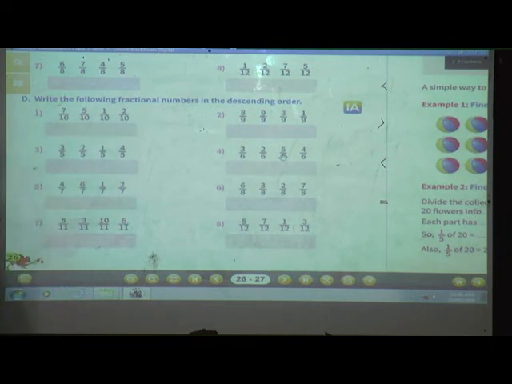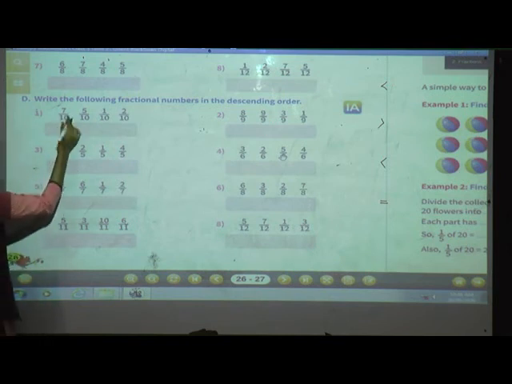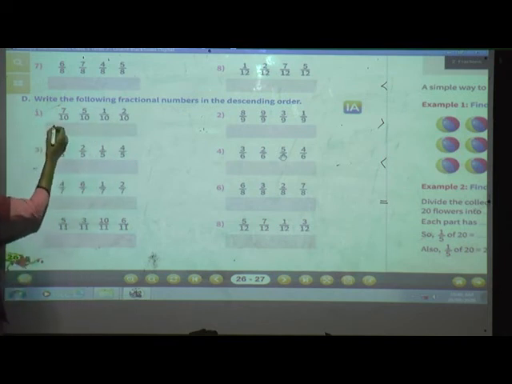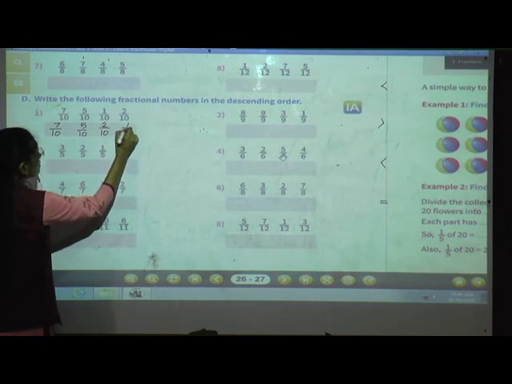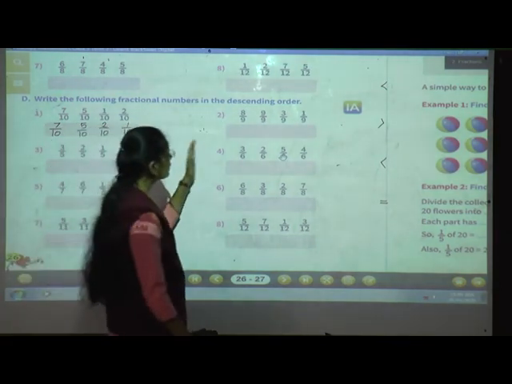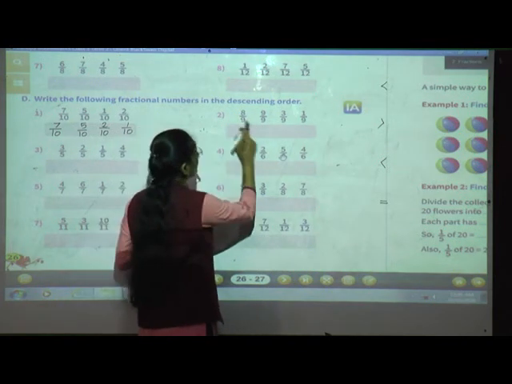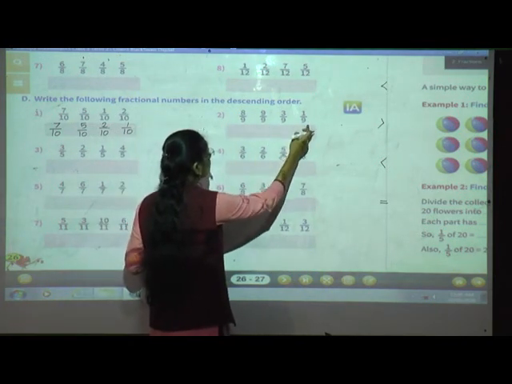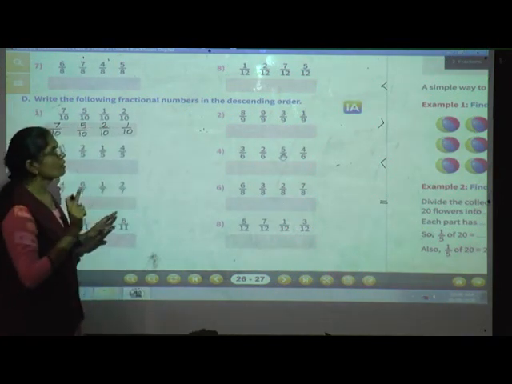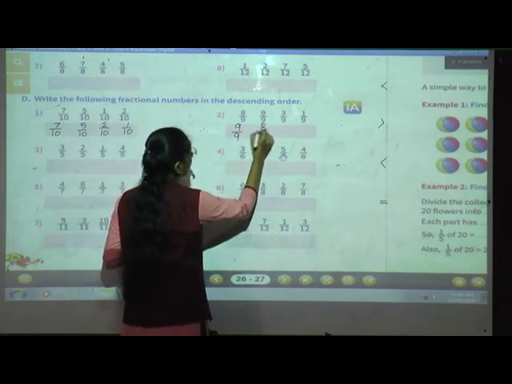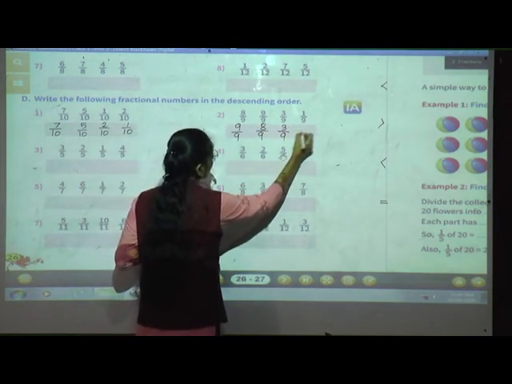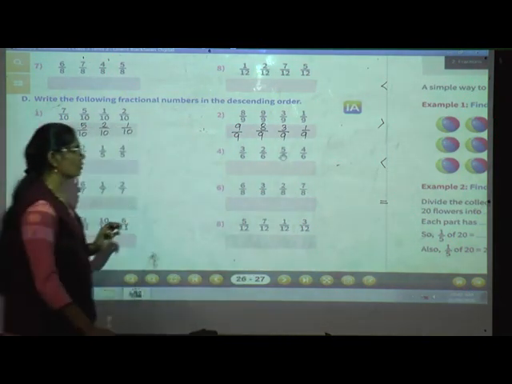In all these fractions, which one is greater? Here you have to write the greatest fraction first. Okay, so 7 is greater among all these 4 fractions, so we'll write first 7 by 10, then 5 by 10, then 2 by 10 and last 1 by 10. Okay, now here second one, 8 by 9, 9 by 9, 3 by 9, 1 by 9. In all these 4 fractions, which one is greater? 9 by 9, then 8 by 9, then 3 by 9 and the last 1 by 9.